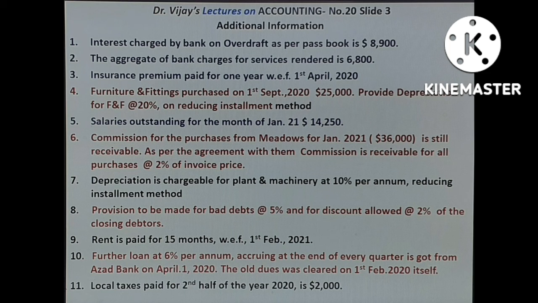Slide 3 gives additional information. Let us read the additional information very carefully one by one. There are 11 items. First one, interest charged by bank on overdraft as per passbook. Please understand, it is not recorded in cash book. Second is, the aggregate of bank charges for service rendered is 6,800. It is implied that it is not shown in cash book.